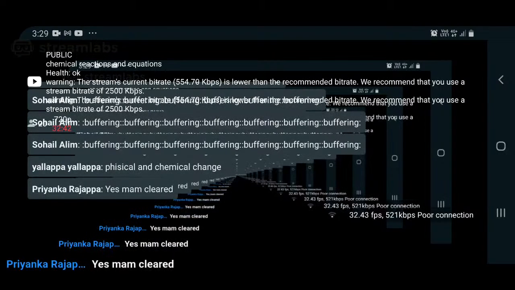Okay, all of you cleared? All of you cleared with physical change and chemical change? I'll give one more example. Let me clear whether it is physical or chemical. Burning of paper. I'll just burn the paper. The paper turns into ash. Is that a physical change or a chemical change?